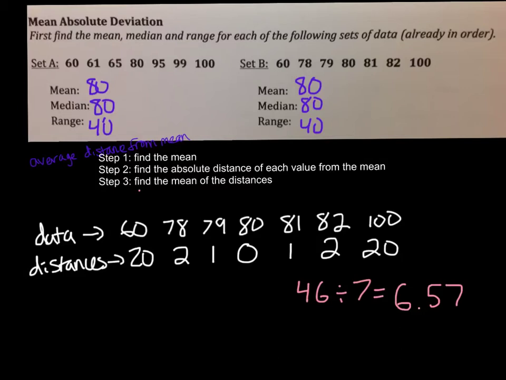So for our first set, we had 15.43, and for this set, we had 6.57. What that's saying is that the average distance away from our mean is much smaller for this one. So our data points are much closer together. Whereas if we have a bigger mean absolute deviation, then the average distance from the mean is bigger. So the data points are farther away on average from our mean.